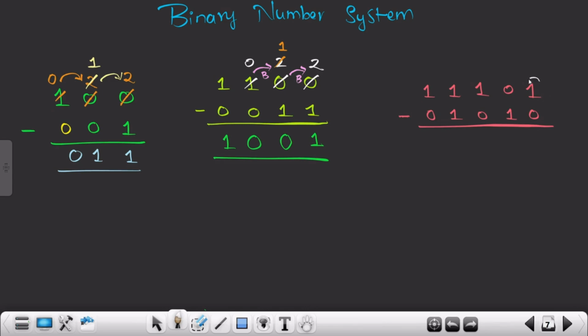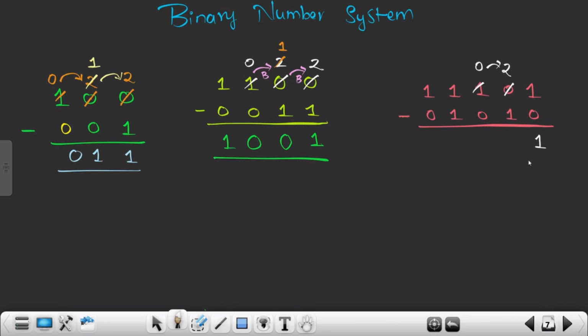Why? Because the number present over here is greater than this particular number. So 1 minus 0 is 1. Great. 0 minus 1, you cannot perform this operation. So the moment you see this 0, you need to make it as 2. And why did you make it 2? Because you borrowed one from this particular digit, that is 1.